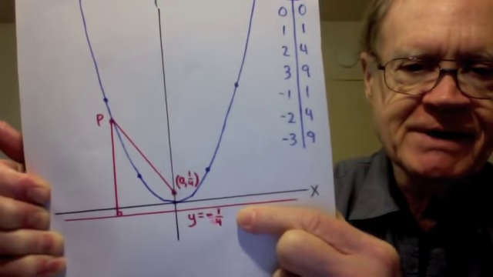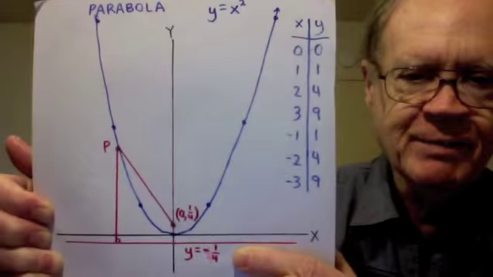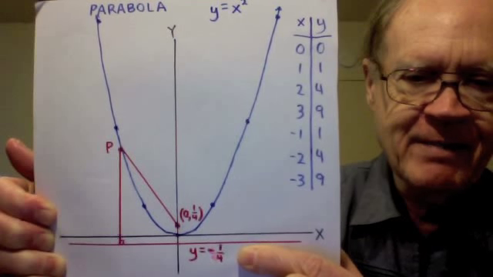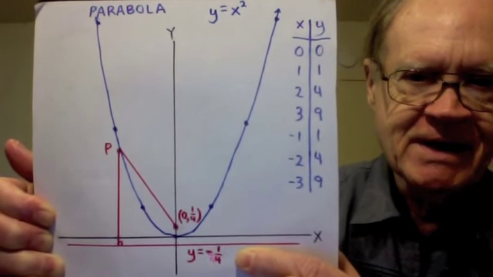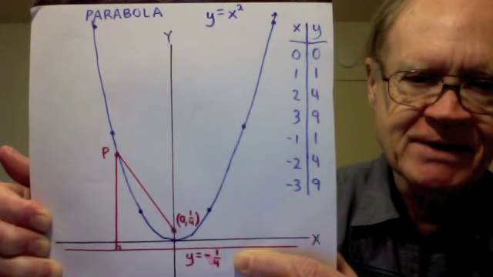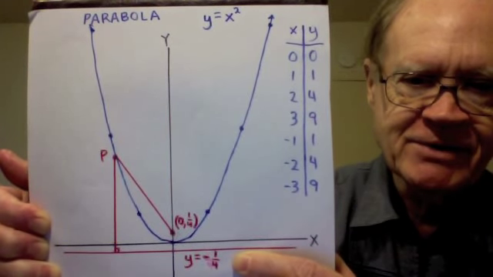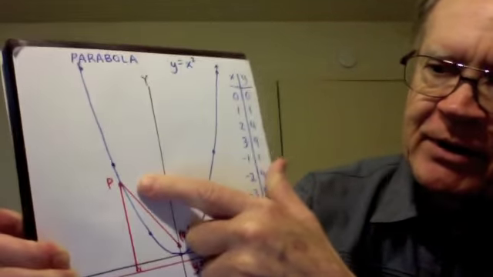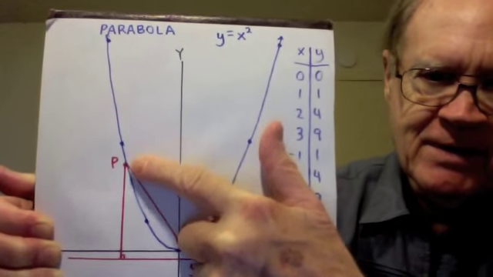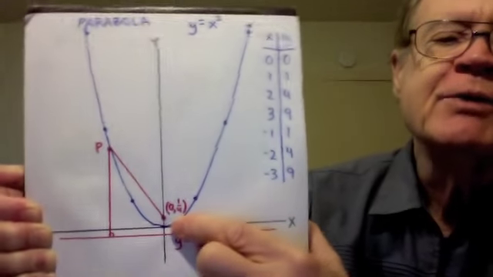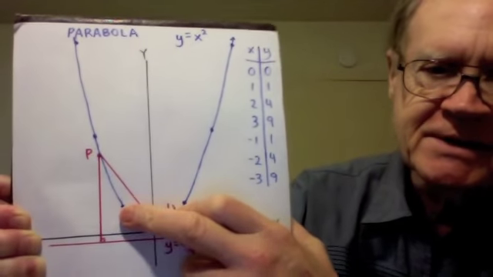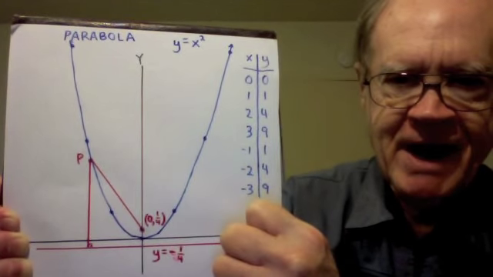Its directrix is this horizontal line 1/4 of a unit below the x-axis, and the thing about the focus and the directrix is, by definition, every point on the parabola is equidistant from its focus and its directrix. So as I've shown here, if this point P represents any point on the parabola, this distance to the focus is the same length as this distance to the directrix. And the challenge is to prove that.